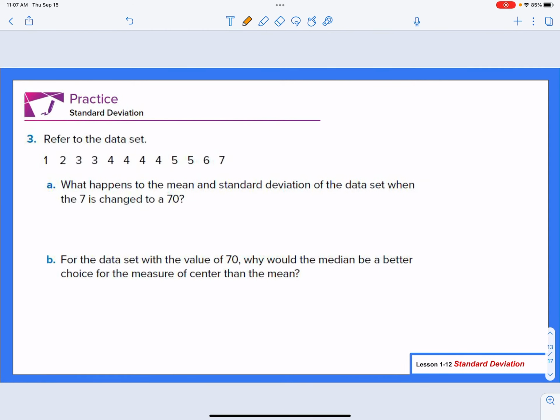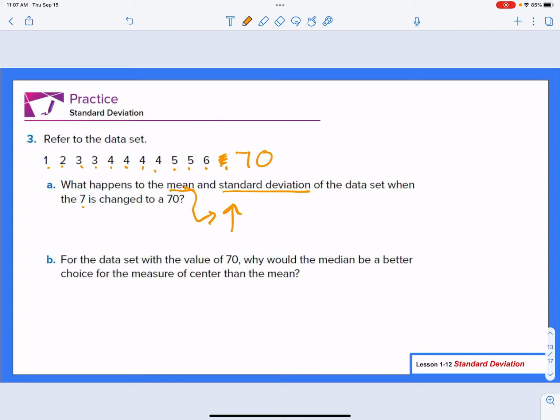Number 2, refer to the data set: 1, 2, 3, 3, 4, 4, 4, 4, 5, 5, 6, 7. What happens to the mean and standard deviation of the data set when the 7 is changed to a 70? By doing that, the data got a lot larger, didn't it? Which means that the mean is going to increase. Now, how about our spread of the data? Is it getting closer or further away from the mean?